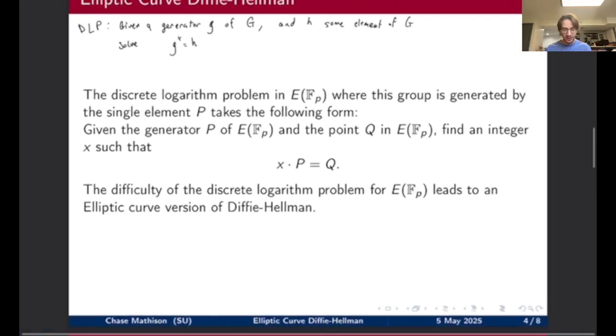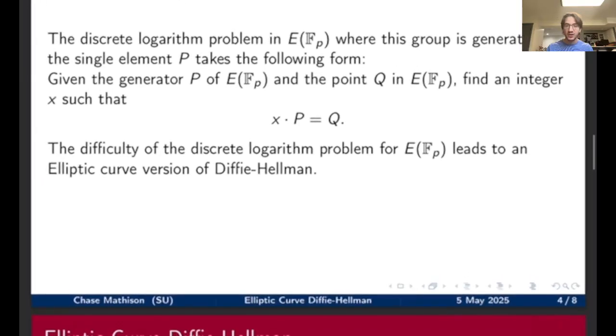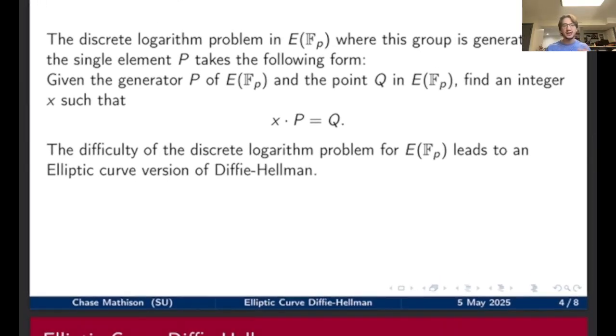Okay, so the difficulty of the discrete logarithm problem for elliptic curves over the finite field Fp leads to the elliptic curve version of the Diffie-Hellman key exchange. So we're going to talk about how Alice and Bob, who want to communicate, can arrive at a shared secret key for use with encryption somehow. How can they use the Diffie-Hellman key exchange in this elliptic curve setting?